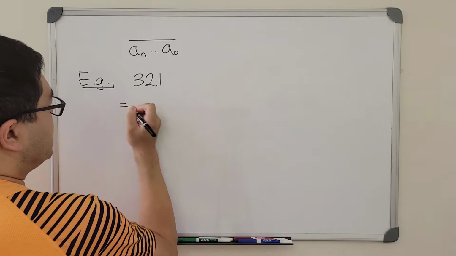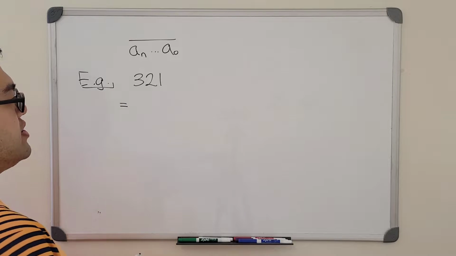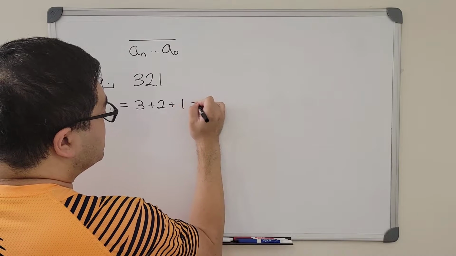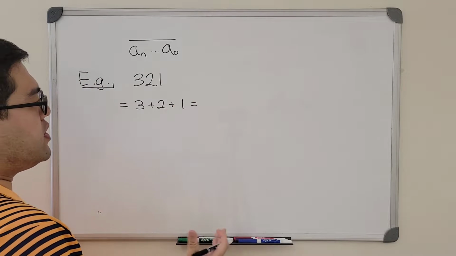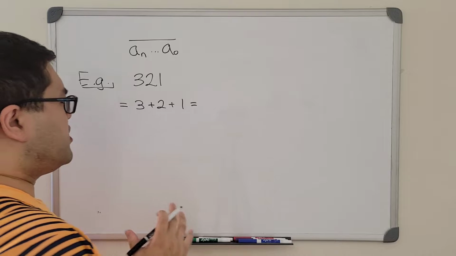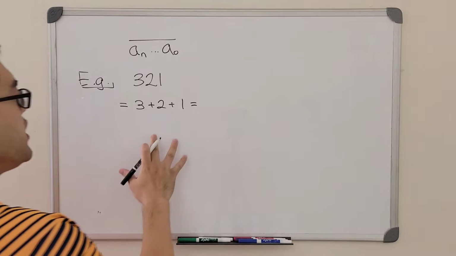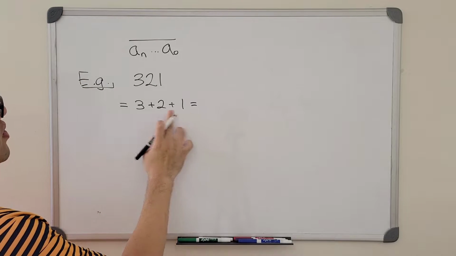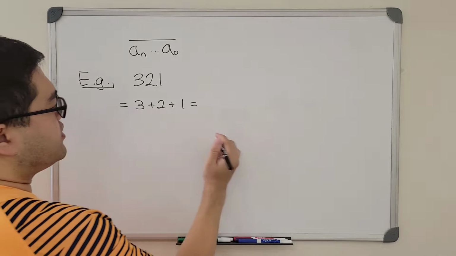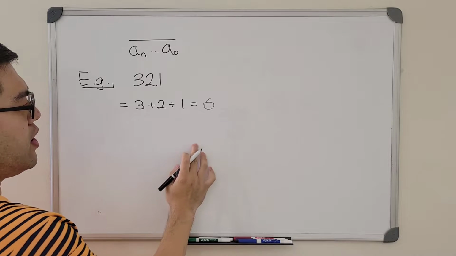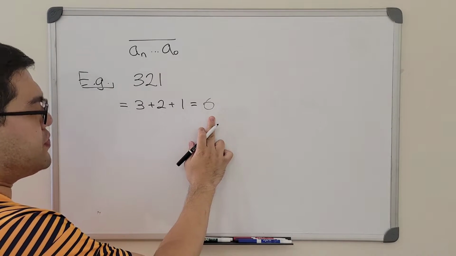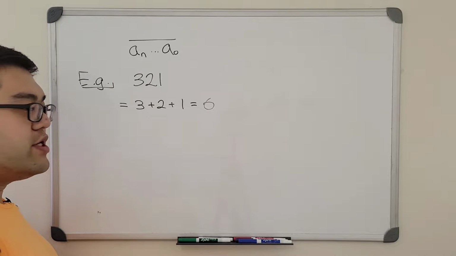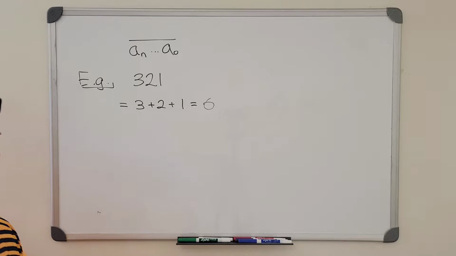Well, that trick tells us we just need to add all the digits together and see what we end up with. If the result is a multiple of 3, then the original number is also a multiple of 3. Otherwise, it is not. Fair enough. So let's check. We have 3 plus 2 plus 1, which is equal to 6. And we know that 6 is a multiple of 3. So that tells us the number 321 is also a multiple of 3.